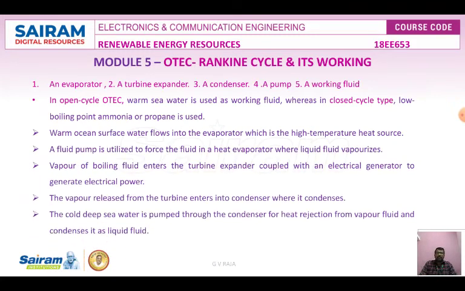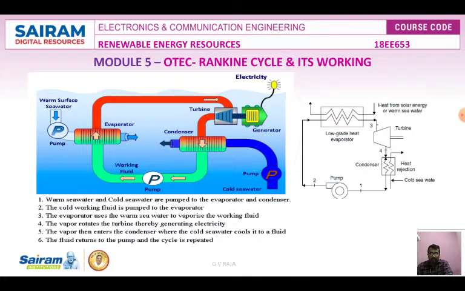So the Rankine cycle consists of an evaporator, turbine expander, condenser, pump, and working fluid. These are all the parts of the Rankine cycle. If you see, we have an evaporator, a condenser, a working fluid, and some pumps used to pump the water, and the turbine is the main component, and the generator is the main component for production of electricity.